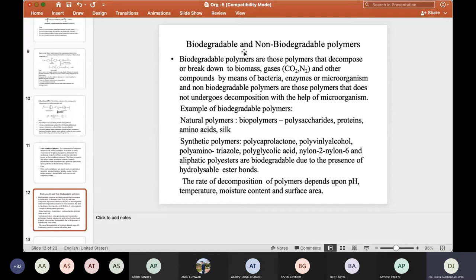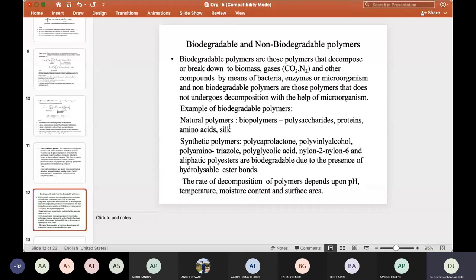Now here is the general idea about the biodegradable and non-biodegradable polymer. You may be clear about this biodegradable and non-biodegradable polymer by its word itself. Biodegradable means degradable, that means decomposition, that undergoes breakage by biological means bhanda kheri, maybe that is the living organism, microorganism, okay? If polymers undergo degradation or decomposition with the help of the microorganism, okay, biological means, then those polymers are known as biodegradable, and those that do not undergo decomposition by the biological means, then that is known as non-biodegradable polymer. The biodegradable polymers are those polymers that decompose to break down to biomass, gases, and other compounds by means of bacteria, enzymes, or microorganisms. And non-biodegradable polymers are those polymers that do not undergo degradation with the help of microorganisms.